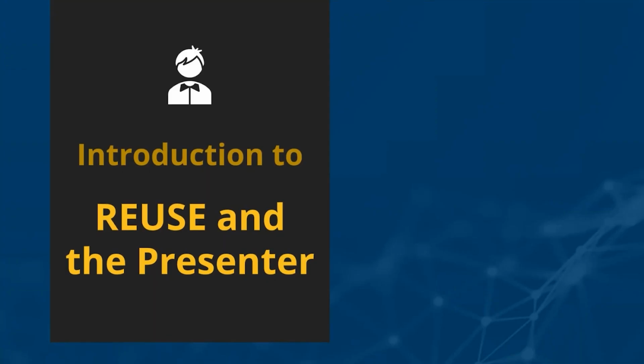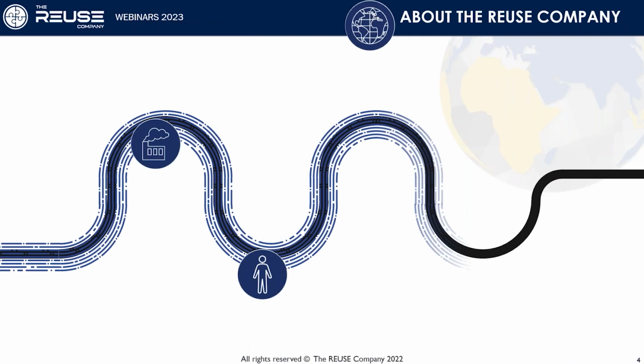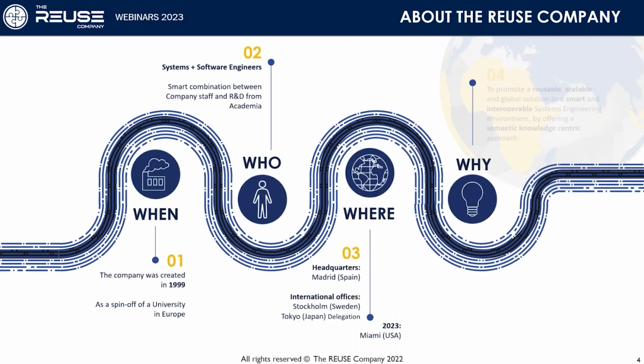Okay, so the reuse company was founded in 1999 as a spin-off from a technical university in Madrid, Spain. And I would say from the start, we have been a successful and smart collaboration between academia, ourselves, and industry, I would like to add. The headquarters is located in Madrid, Spain. And we currently have offices in Stockholm. We have opened an office recently in the United States, and we have a delegation in Tokyo, Japan.